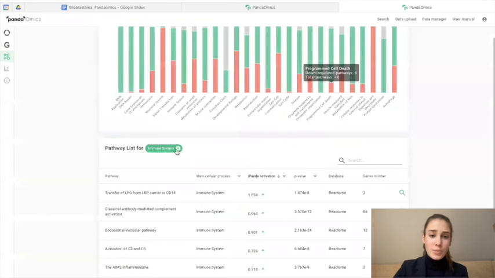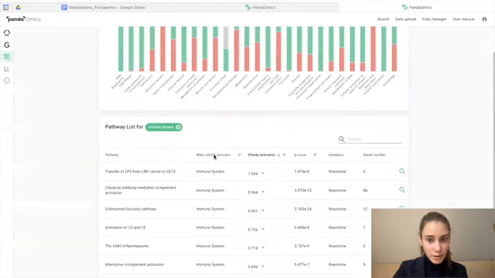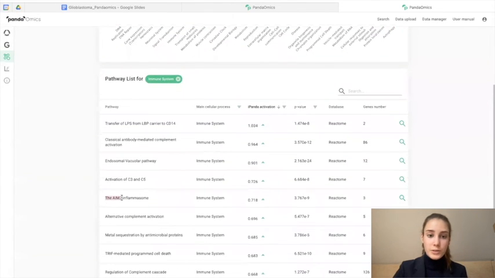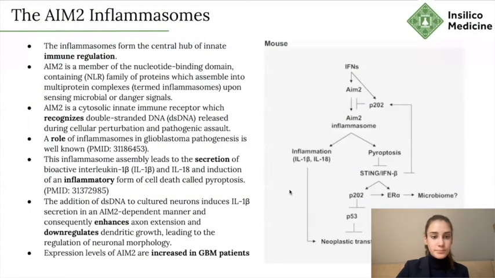And now the final pathway is the AIM2 inflammasome. So you can see that the IPAND activation is quite high for this pathway, and it has a low p-value as well. And we didn't choose the three above as they were all quite well researched in regards to glioblastoma, while inflammasomes are a frontier topic and it doesn't have as many publications about it.